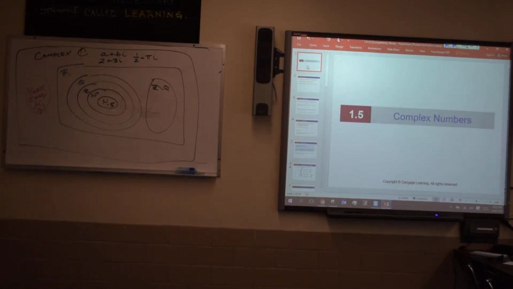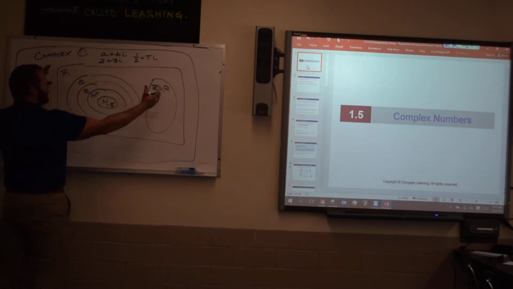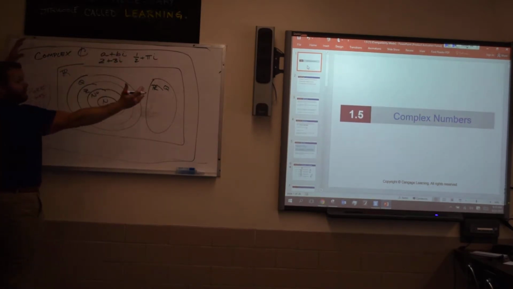Well, doesn't 5 then belong to everything that's around it? Okay, 5 is natural, then it's also a whole number. If it's a whole number, it's also an integer. If it's an integer, it's also a rational number. So forth. It's a real number. Well, then it's also going to be a complex number, right?